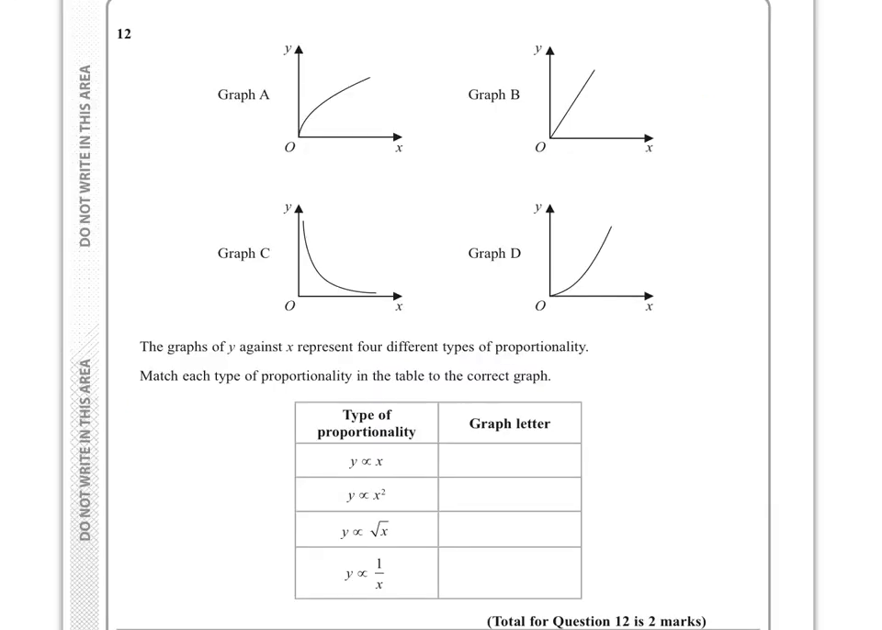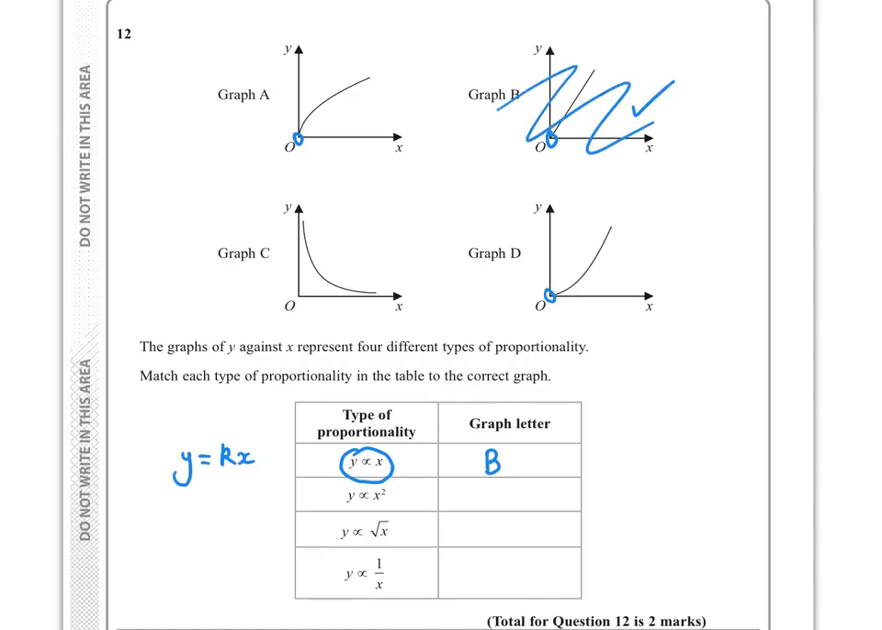Question 12. The graphs of y against x represent 4 different types of proportionality, and we've got to match them up. So this is where y is proportional to x, so that means y is equal to k times x for some value of k. And if x is 0, y is 0, so that kind of narrows it down to these potential ones here. But it's a linear relationship, isn't it? So it's going to be a straight line relationship, and the only one that's a straight line is this one, so B. Now we can get rid of that.